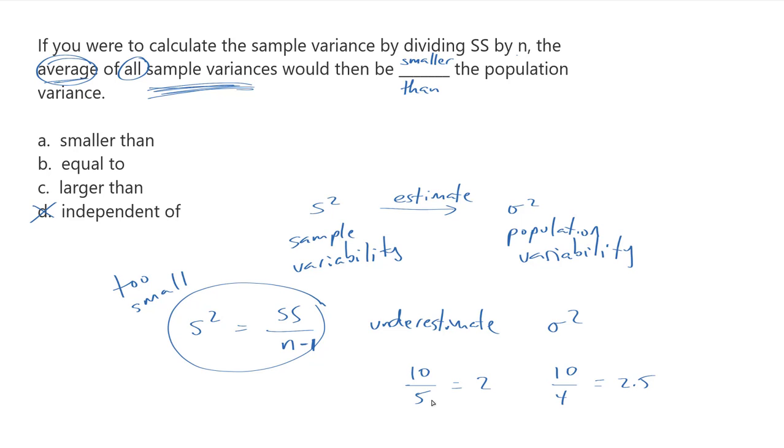When you take 1 away from the bottom, it boosts the total value of the fraction. That's exactly why we take 1 away from the denominator here. We understand that samples show too little variation when trying to estimate what's going on in a population that we really want to be able to describe. So we give it this artificial boost. That's why we have the n minus 1. So the answer here is A, smaller than.